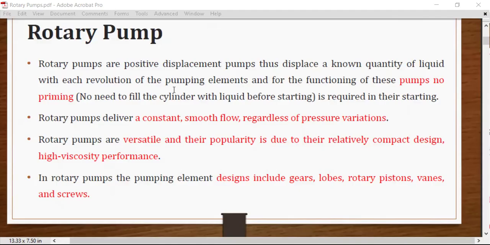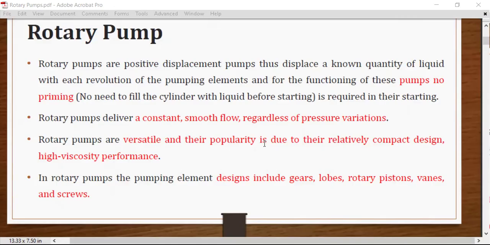Rotary pumps are generally positive displacement pumps, which displace a known quantity of liquid with each revolution of the pumping elements, and for the functioning of these pumps, no priming is required when they are started. Rotary pumps always deliver a constant, smooth flow regardless of pressure variations. These are versatile, and their popularity is due to their relatively compact design and high viscosity performance.